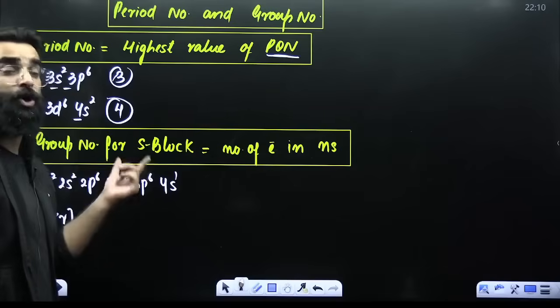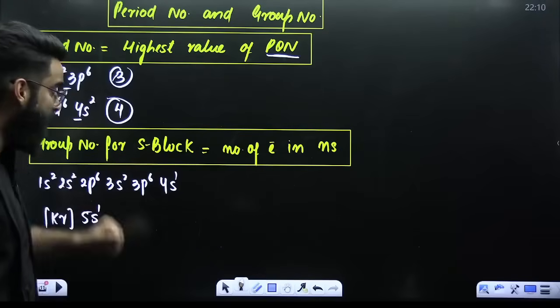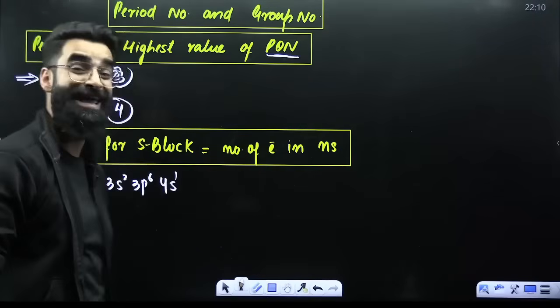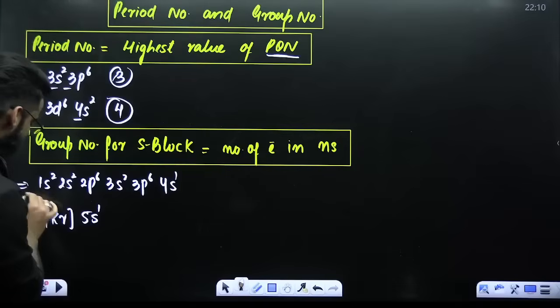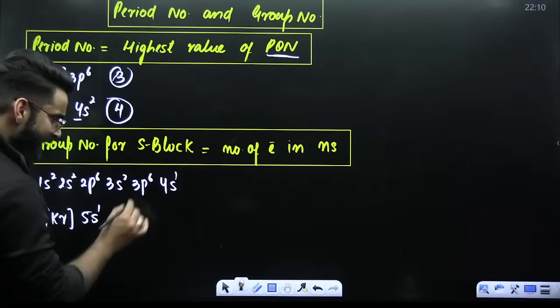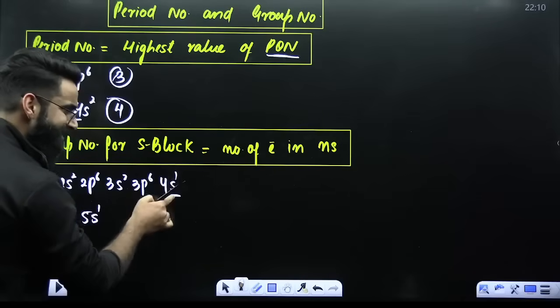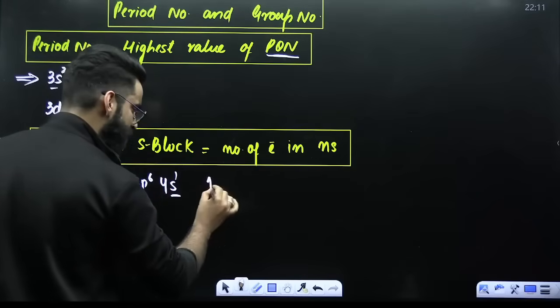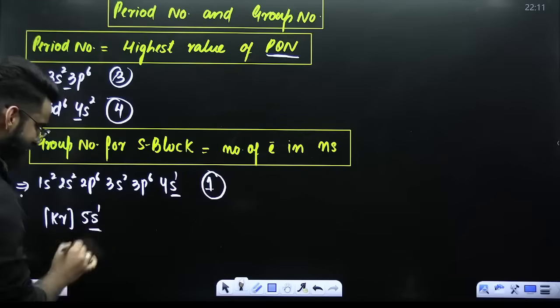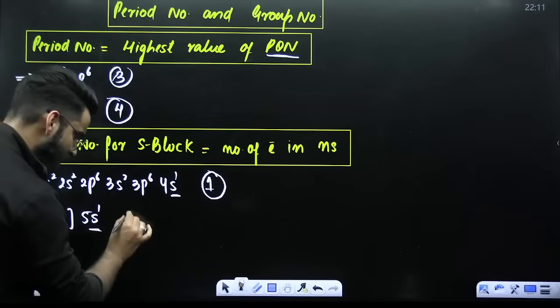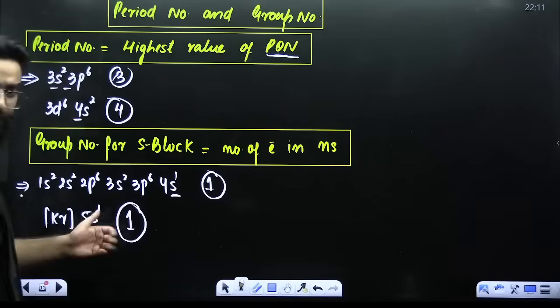Similarly, how do we check the group number for S block elements? For S block elements, the group number is the number of electrons in the ns shell. Let's say this is the electronic configuration of some element, and the element belongs to S block. Perfect. So how many electrons are there in the last s? Only 1 electron. So the element belongs to group number 1. How many electrons are there in ns? 1 electron. So this element belongs to group number 1.